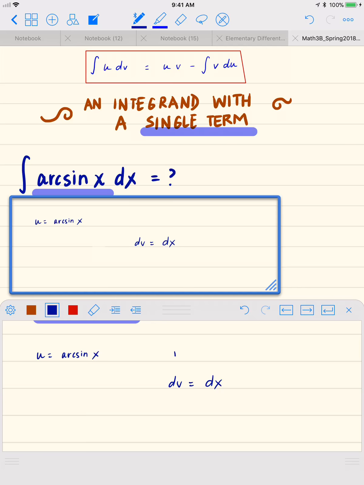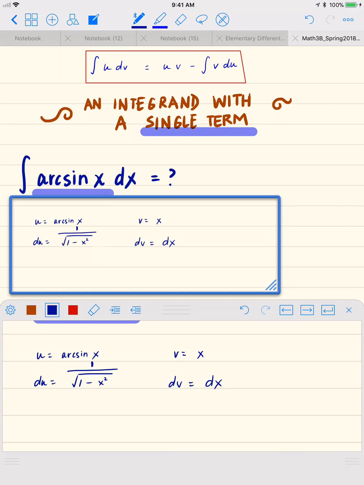Step two is to fill in the rest of our chart here. What's du and what's v? Well, if dv is equal to dx, then v must be x. And if u is arc sine of x, then du is, I don't remember. What is the derivative of arc sine of x? It is 1 minus x squared, take the square root, and take the reciprocal.